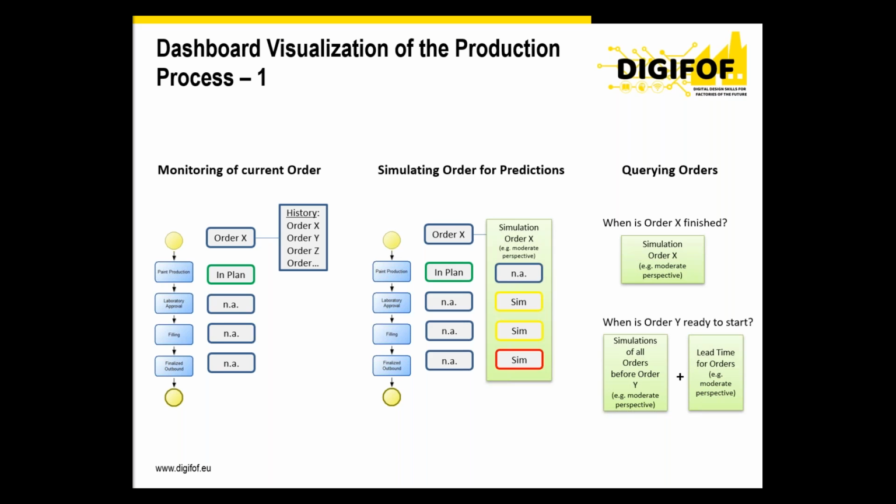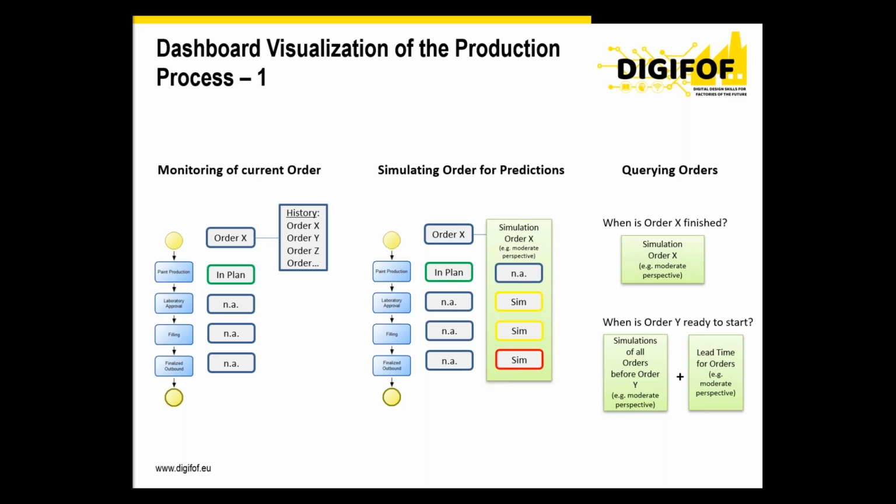On the left, you can see the monitoring of the production order process, revealing information on what is currently ongoing in the order. And you can see that there is only information displayed that is already in production. So only the process steps that are already in production can be evaluated.